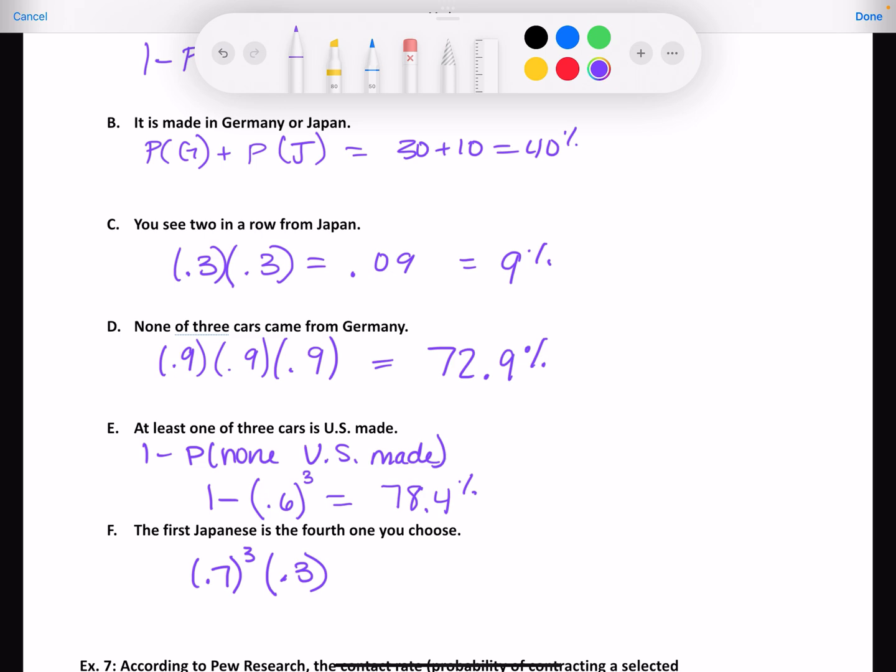So you're saying that the first three can't be Japanese, is what this is telling you. 7 times 7 is 49. 49 times 7 is... never mind. I got like 10.3. Sorry, since it was 4 digits, I wanted to multiply by 100, and I was like, there's no way it's 103%.